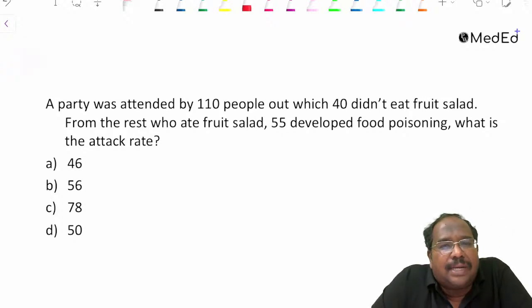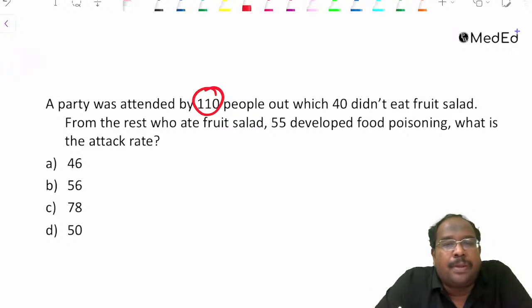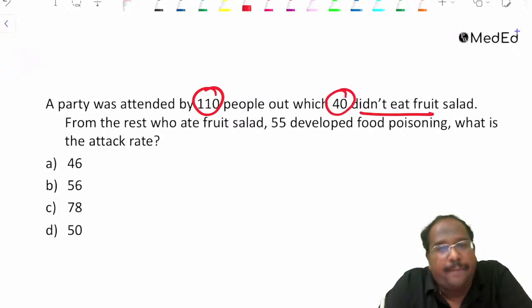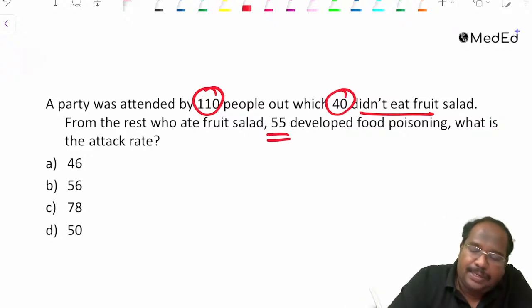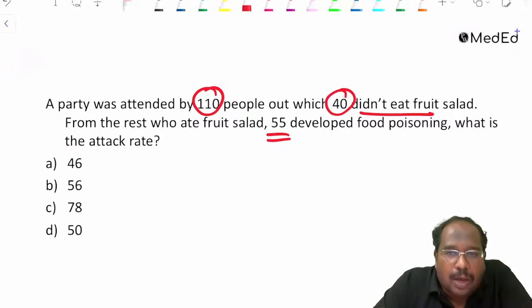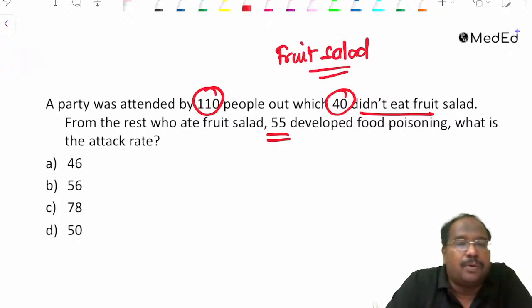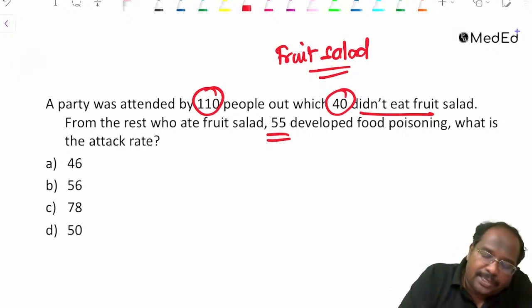Now, a party was attended by 110 people, out of which 40 people did not eat fruit salad. From the rest who ate fruit salad, 55 developed disease, food poisoning. So the cause of food poisoning here is fruit salad. Fruit salad is the main culprit here. The question is, what is attack rate?